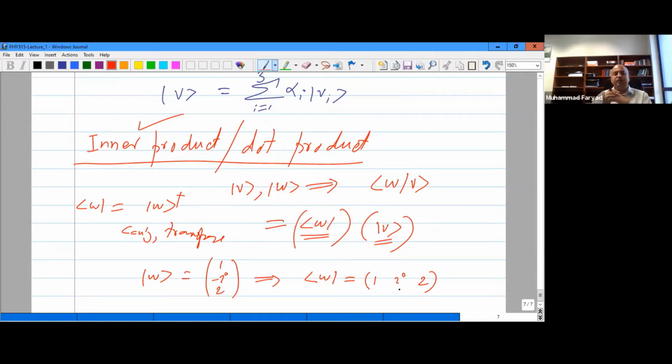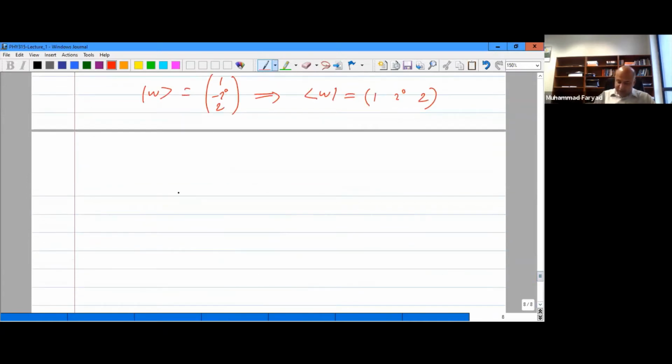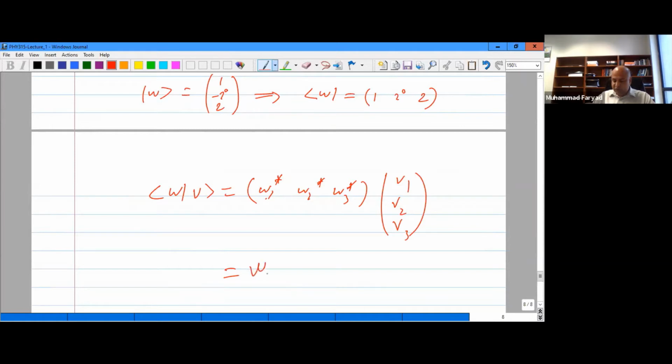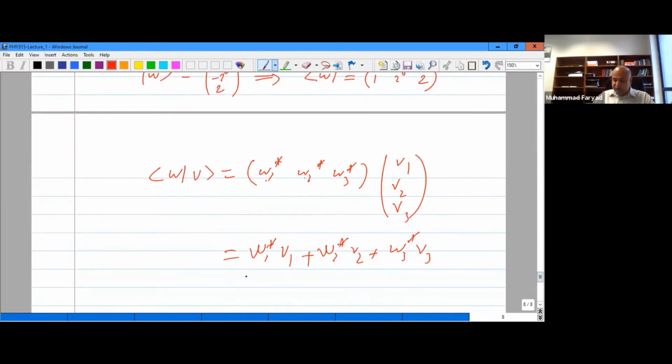And if you have to construct a bra vector from the column vector, then you take its complex conjugate. And the inner product WV is now defined like this. So this W is W1 conjugate, W2 conjugate, W3 conjugate, and then the column vector is V1, V2, V3. And we use the rules of usual matrix multiplication. So W1 star into V1 plus W2 star into V2, plus W3 star into V3. So this inner product is a number.